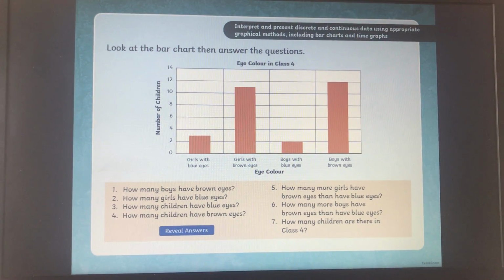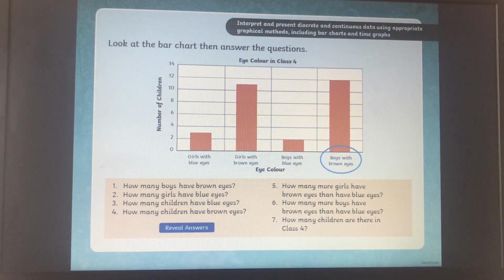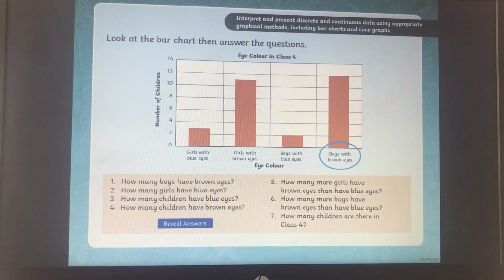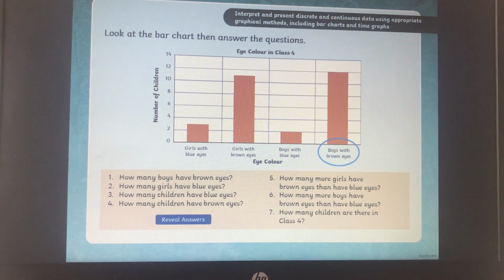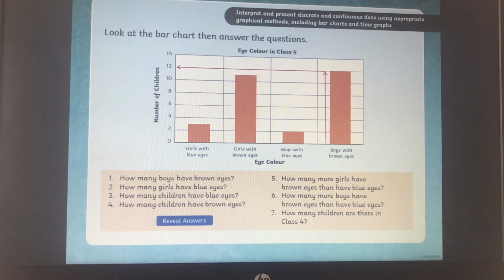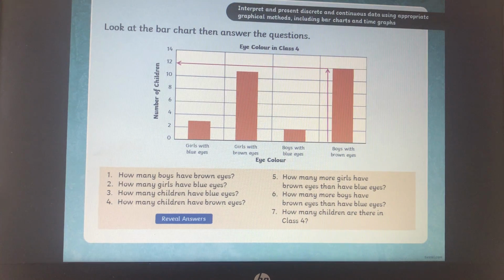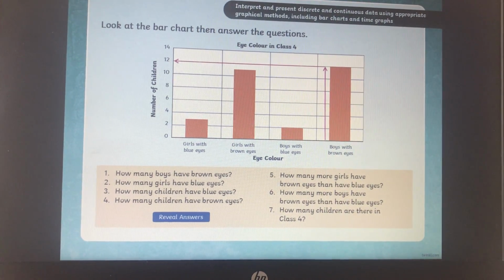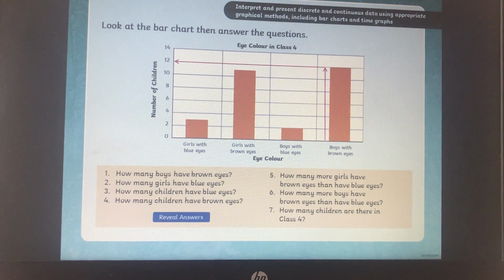Question 1. How many boys have brown eyes? We are going to look at the end bar, boys with brown eyes. If we look up the bar and then across to the scale, we should be able to work out how many boys have brown eyes. In this case, the answer is 12.